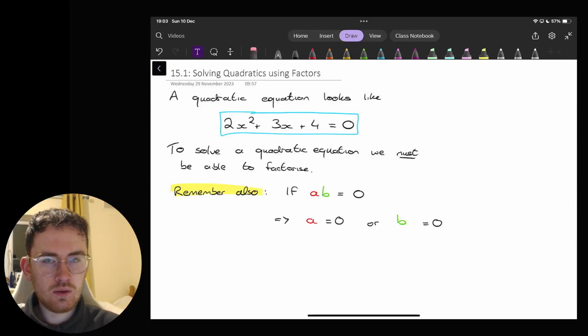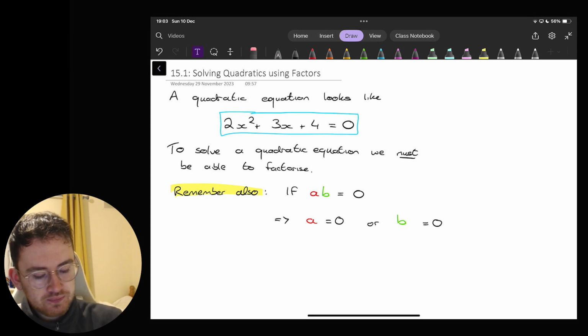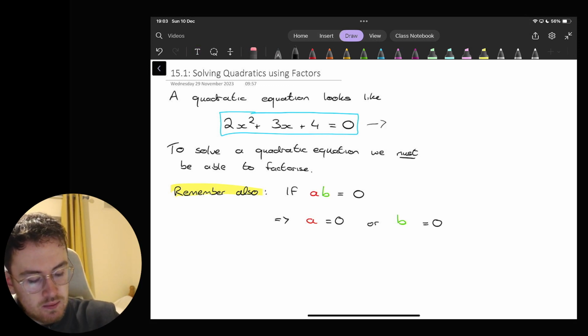Into solving quadratic equations. We're going to look at solving quadratics first using factors. We've already looked at factorizing quadratic equations, so we know that we can reduce a quadratic equation down to two factors. Our quadratic equations look like this, with an x squared, an x, and a number, and if we reduce them down to two factors, our two factors look something like that.